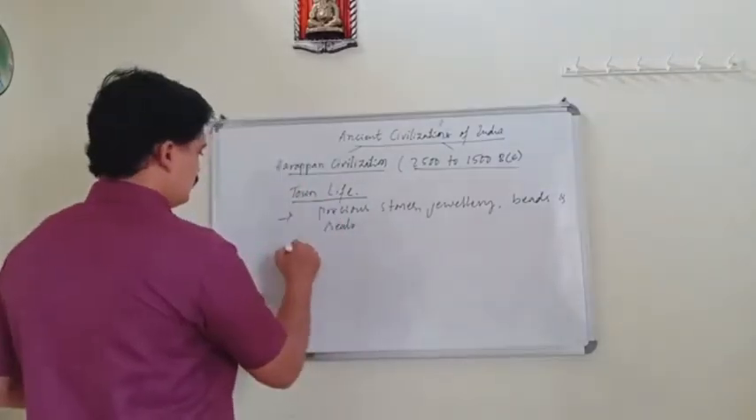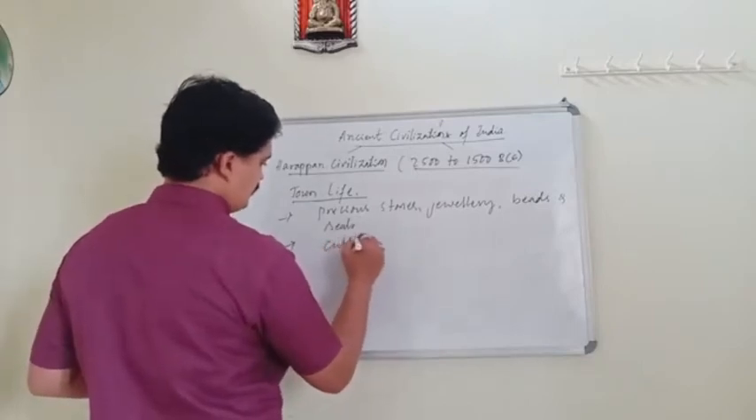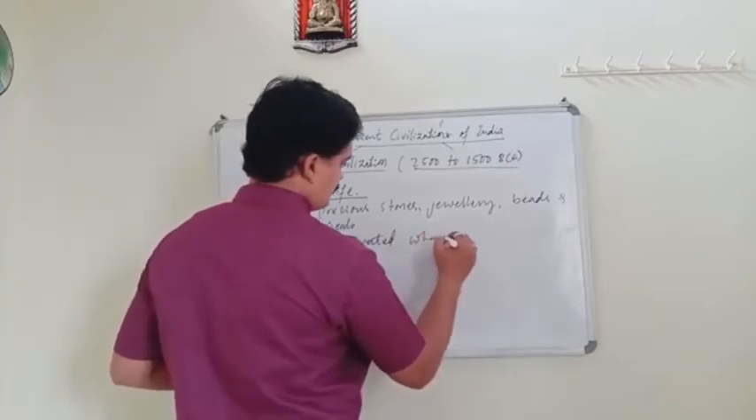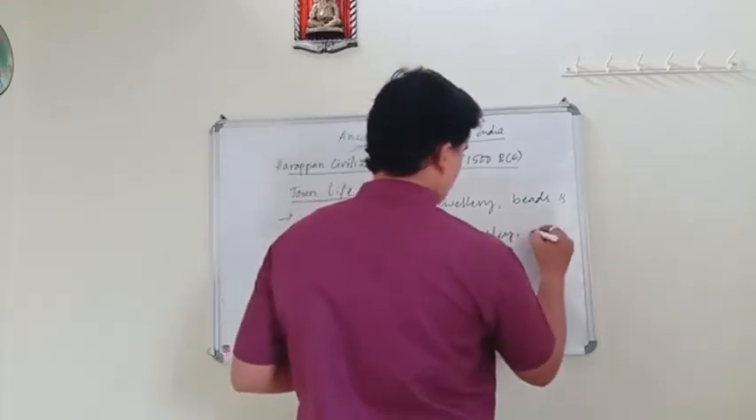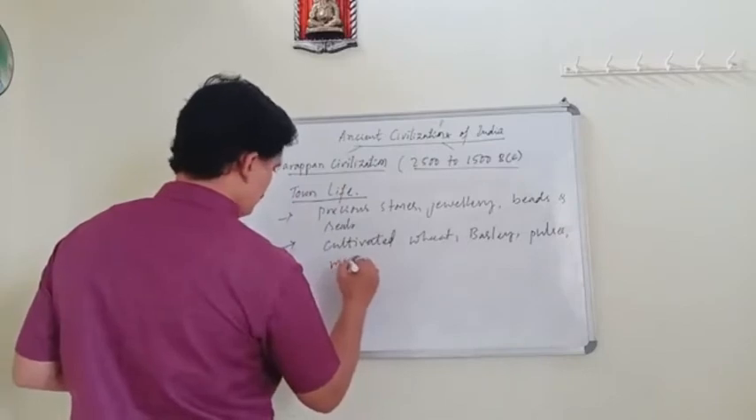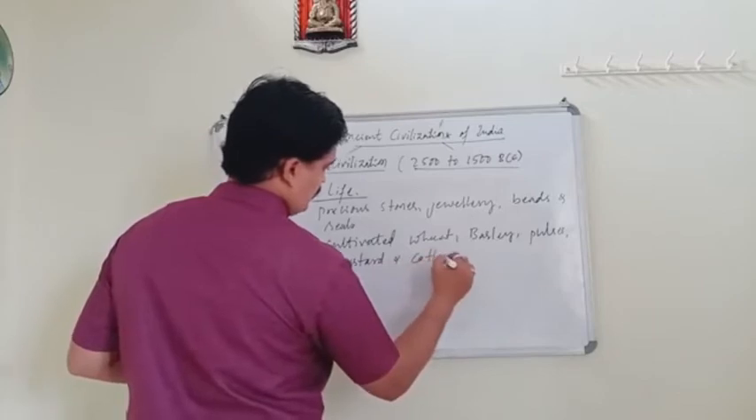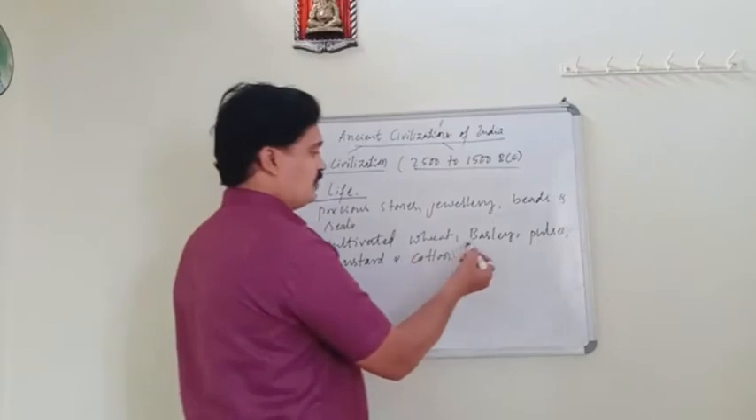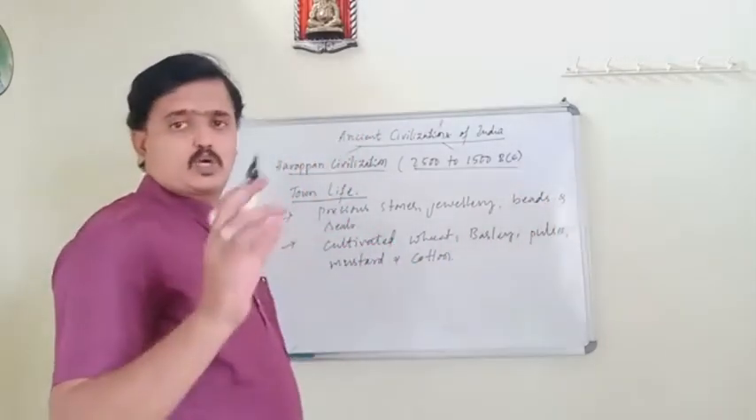And also one more important thing here: the Harappan people also cultivated wheat, barley and pulses, mustard and cotton. The people of the Harappan civilization were cultivating wheat, barley and pulses, mustard and also cotton.